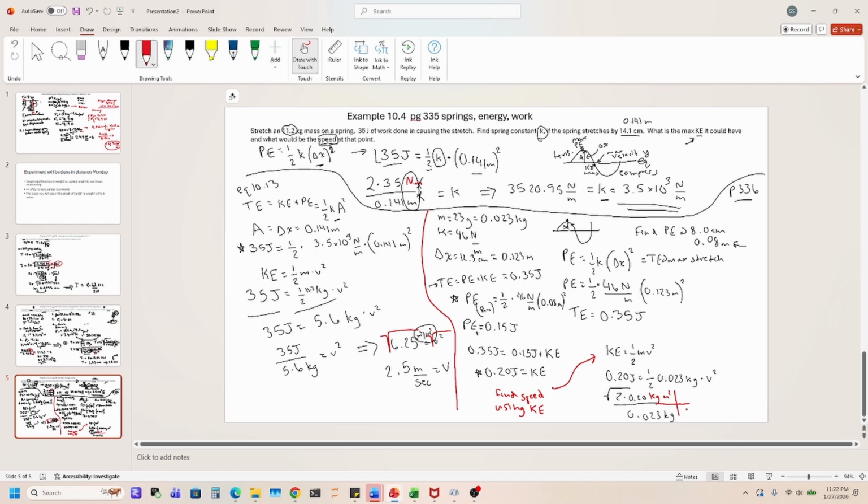Extend that out. Okay, so what can we cancel? Let's go back to the black. We can cancel our kilograms, and then we just end up with meters squared per second squared. And we're trying to find a velocity, but we still have v squared on the other side.